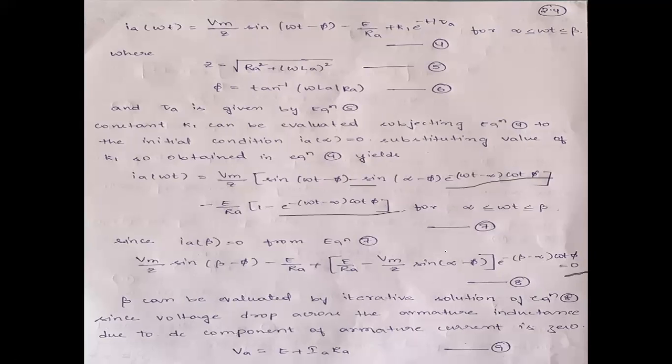So as the voltage drop across the armature inductance due to the DC component of voltage is 0, we can write Va is equal to E plus IaRa. Okay, so this is the voltage drop across the armature inductance. So if you take these two equations, equation 8 and 9, see here, Va and Ia are the DC components of armature voltage and current respectively.